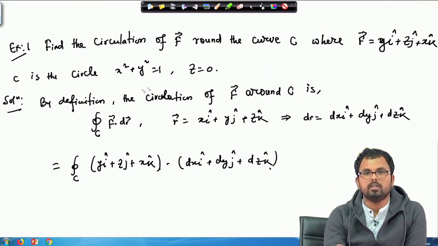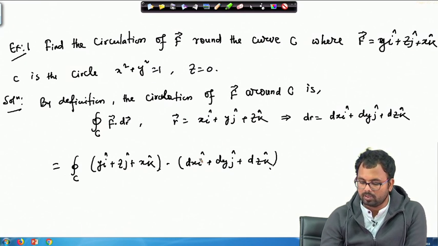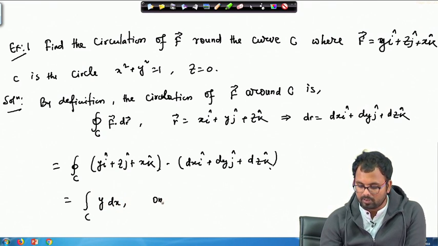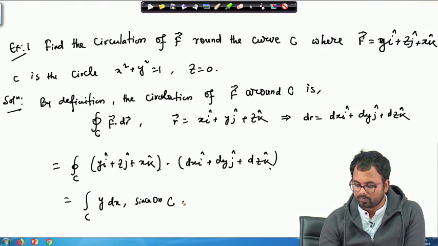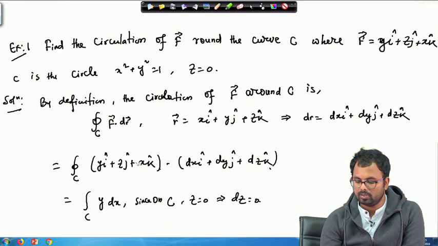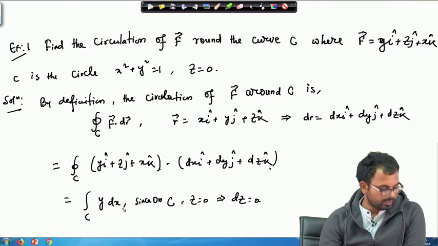Now since we are in the xy plane, z is 0 and dz is 0. So if I substitute z equals to 0 and dz equals to 0 here, these terms are 0. On C, z is 0, and this implies dz is also 0. So ultimately we will end up with the integral over C of y dx.